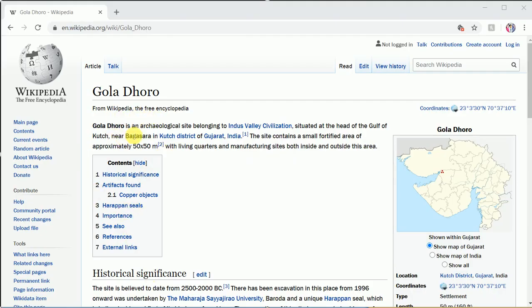Gola Dhoro is an archaeological site belonging to the Indus Valley civilization, which is situated at the head of the Gulf of Kutch. As you can see here, it is quite clear.